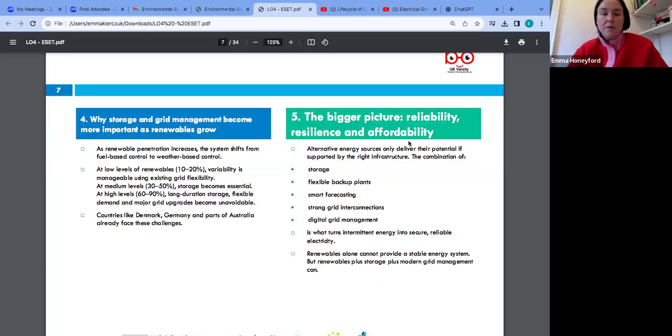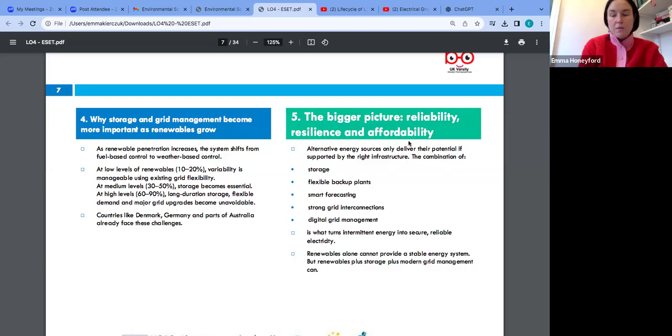At low levels of renewables, from 10 to 20%, variability is manageable using existing grid flexibility. At medium levels, storage becomes essential. At high levels, long duration storage, flexible demand, and major grid upgrades become unavoidable. Countries like Denmark, Germany, and parts of Australia already face these challenges. So it looks different for different countries.